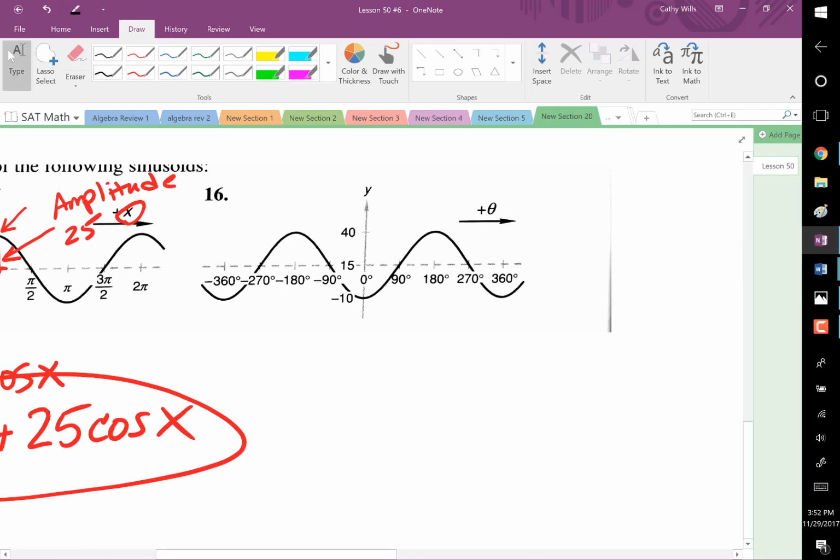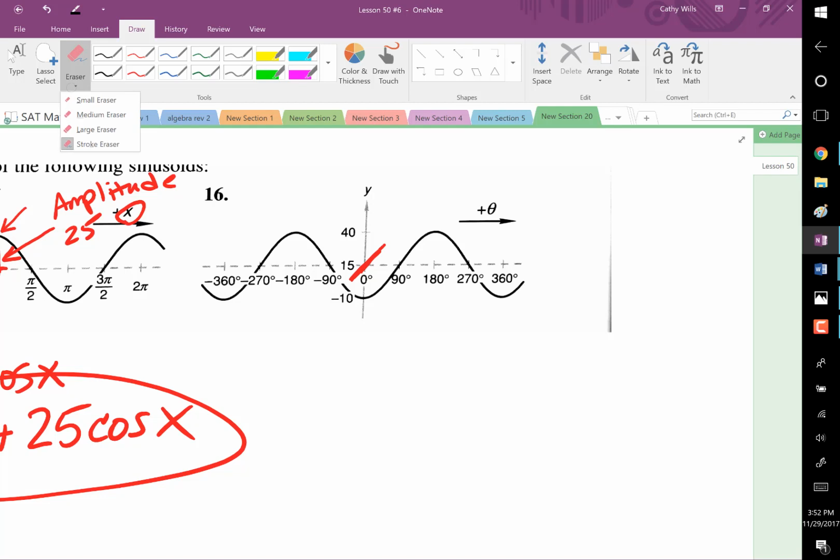All right, so the sine function, number 16, this is, well, this isn't a sine function. It's actually a cosine function too, because you can see that, again, it's not going through the origin. It's not crossing the horizontal axis when x is 0. So that's not a sine function. We're going to write it as a cosine function.